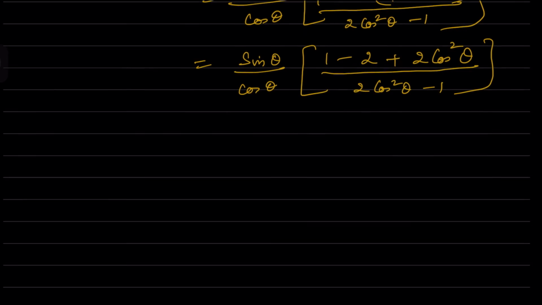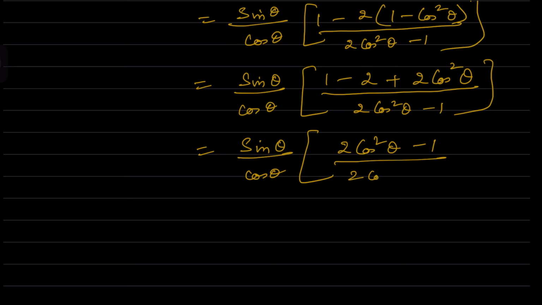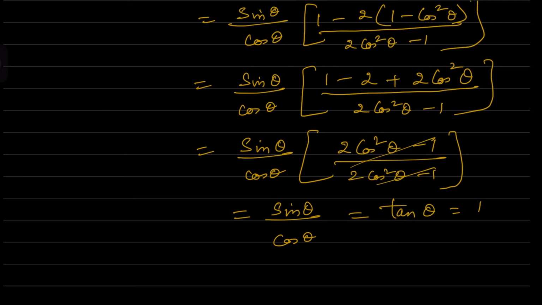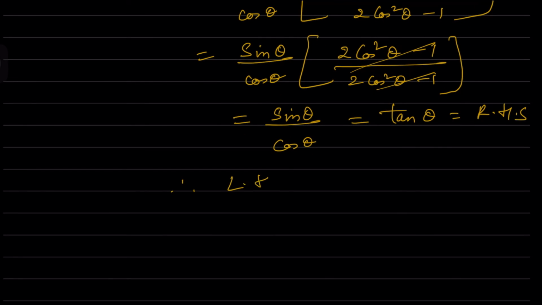So in the numerator you are getting it as sin theta by cos theta into this 2 cos square theta I am writing first, minus 2 plus 1 is minus 1, divided by 2 cos square theta minus 1. So you are getting these two get cancelled. So sin theta by cos theta, which is equal to tan theta, which is equal to RHS. Therefore left hand side is equal to right hand side.